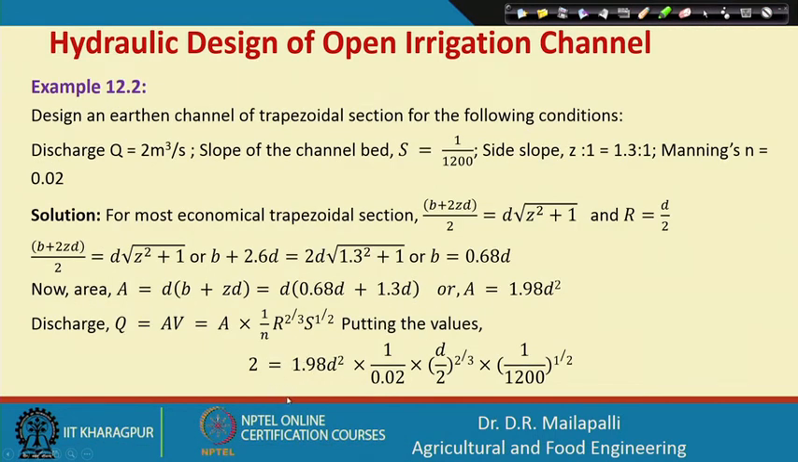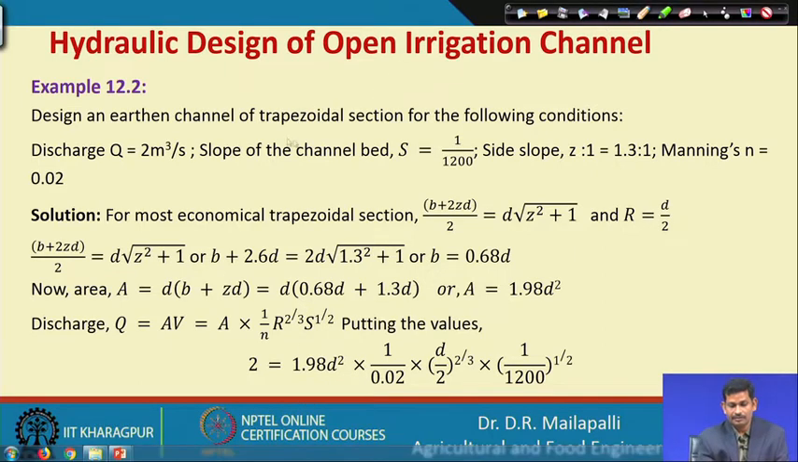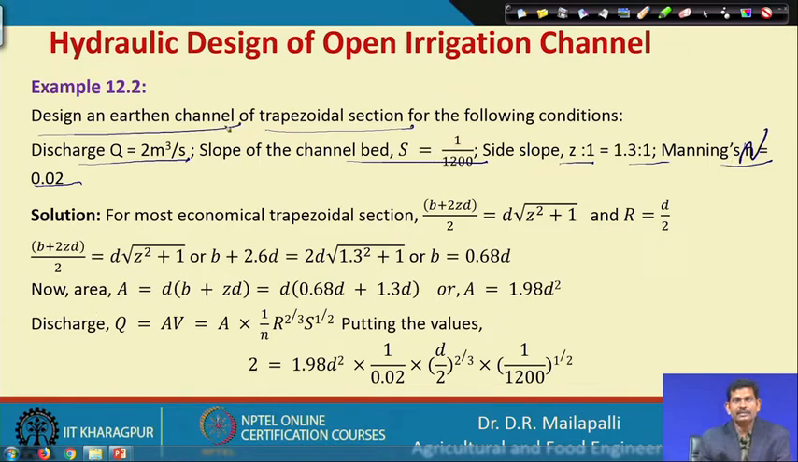Okay, so another example here. Attention: trapezoidal section, this is a trapezoidal section with the following conditions. Discharge is given, slope is given, side slopes and Manning's N is given. This is a capital N, let us say. Design an earthen channel, so find out the dimensions of the earthen channel for the most economical trapezoidal section.